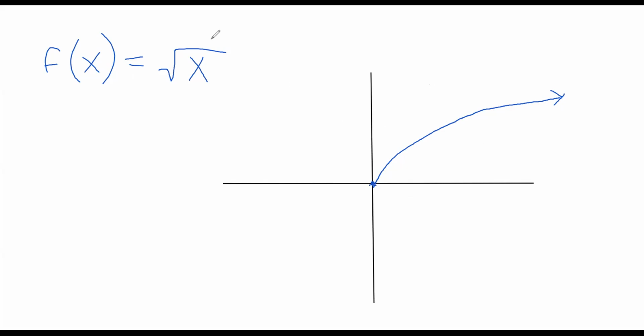And a few key points on there. If you plug a 1 in, you take the square root of 1, you get 1. So that means the point 1 comma 1 is a point on the graph. Now, if you plug a 2 in, you're taking the square root of 2, which is ugly. It's like 1.4 and then some change, and it's nasty.